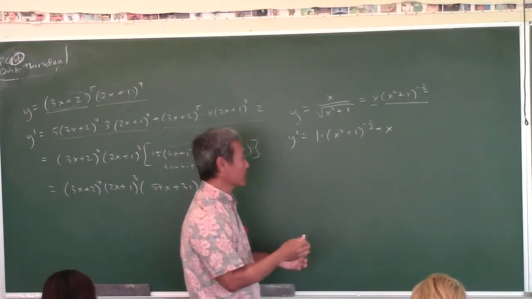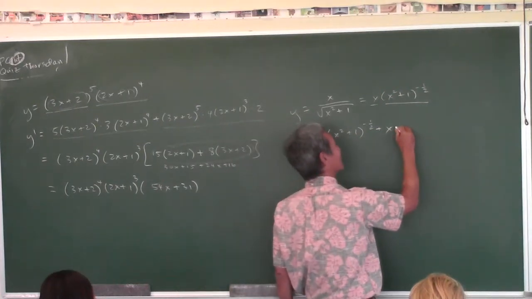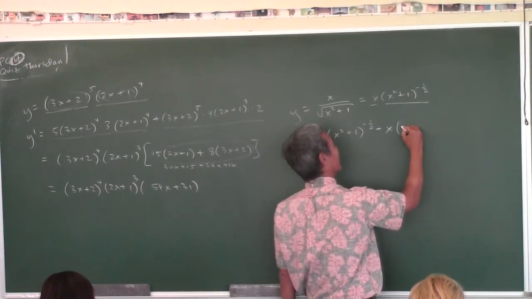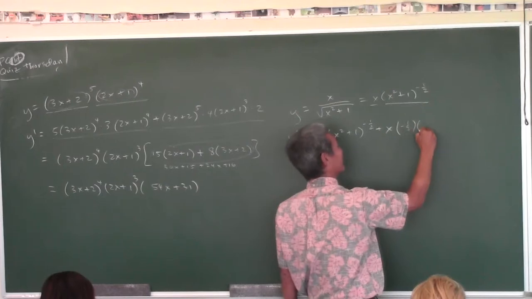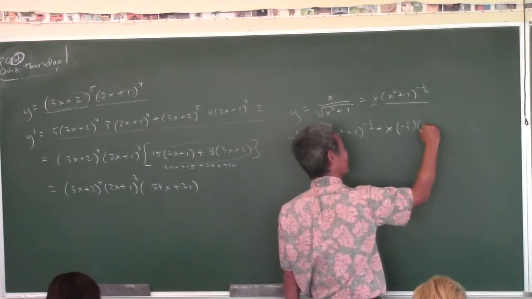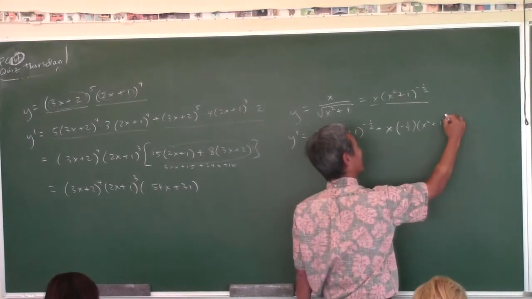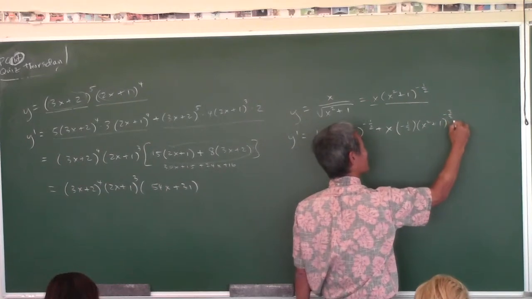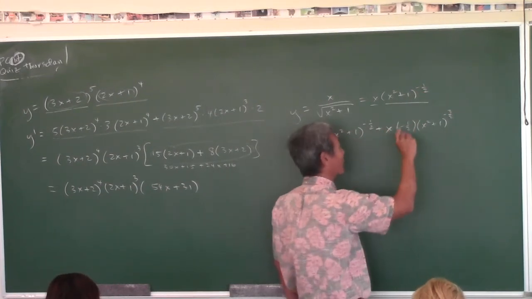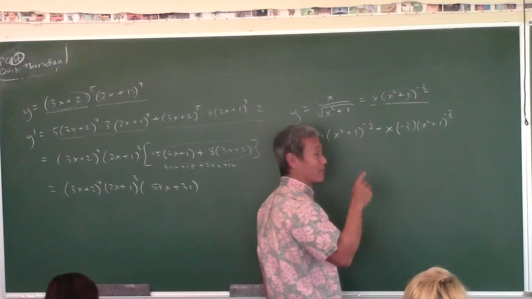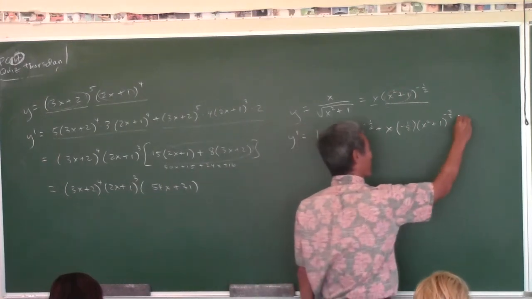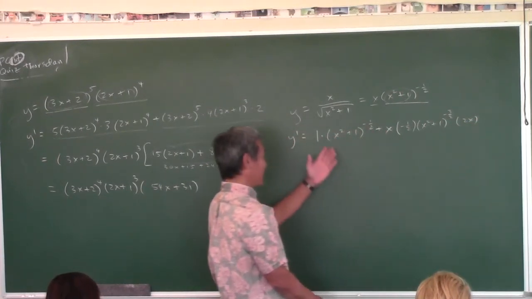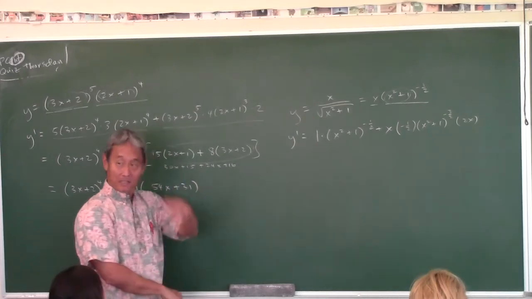I'm going to use the power rule here. So what's the derivative of box to the negative half? Negative half. Put the power in front. Box to the negative 3/2 times, and here's the most important part, times the derivative of box, 2x. Okay, there you go. You got half the points. You can just leave it there.